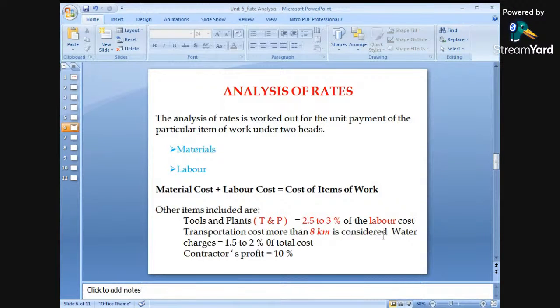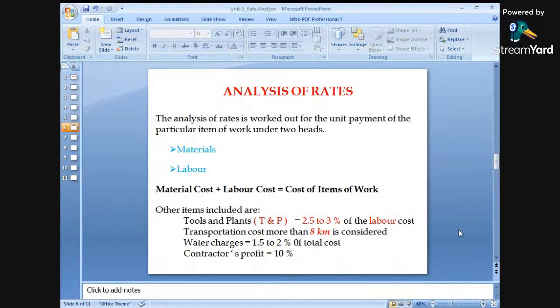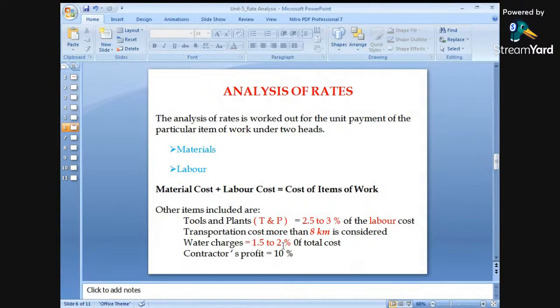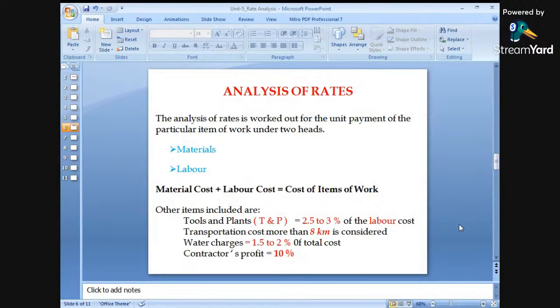Water charges are also considered nowadays, because in some of the sites there is a scarcity of water. There is little water available. Therefore, extra charges will be required in order to purchase the water, by means of tanks or by means of pipelines. So water charges will also be taken care of, which is 1.5 to 2% of the total cost. Okay? It will be from the total cost. These water charges will be from the total cost, but these tools and plants will be from the labor cost. Again, last is the 10% of contractors' profit, which will also be considered. That is nothing but contractors' profit as 10%.